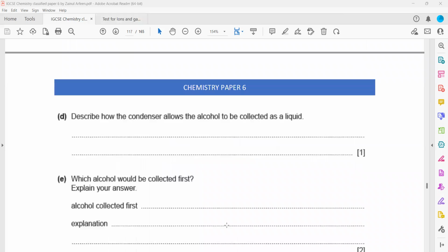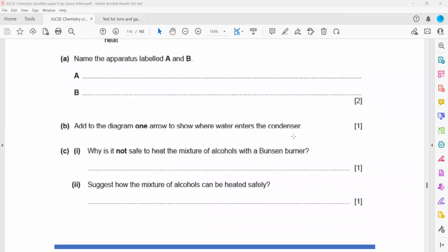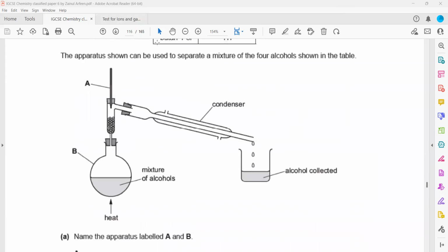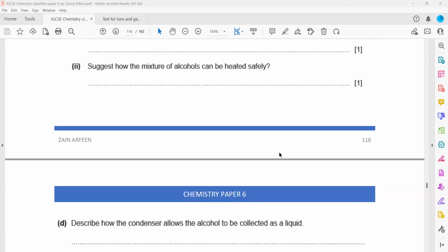Describe how the condenser allows the alcohol to be collected as a liquid. So what is the purpose of the condenser? The vapors produced lose energy to the water in the water jacket and condense. So basically, the condenser will remove the energy from the vapor and form liquid.